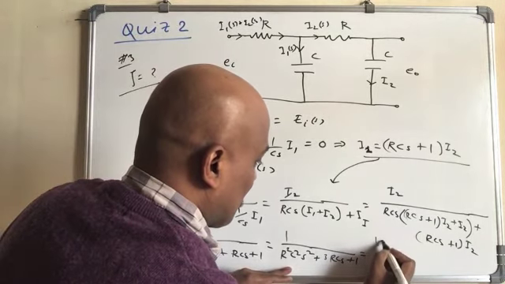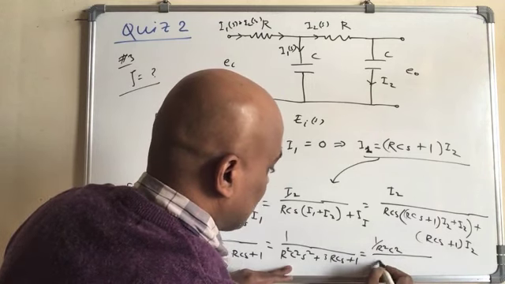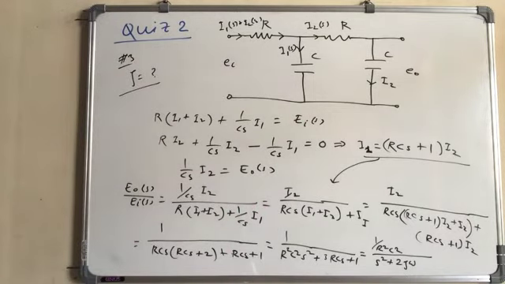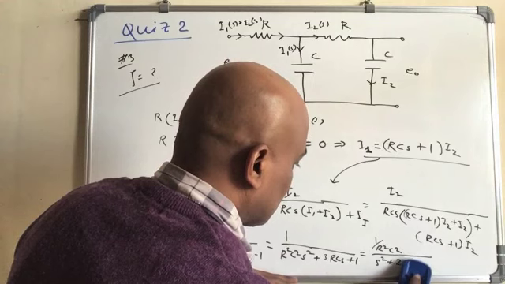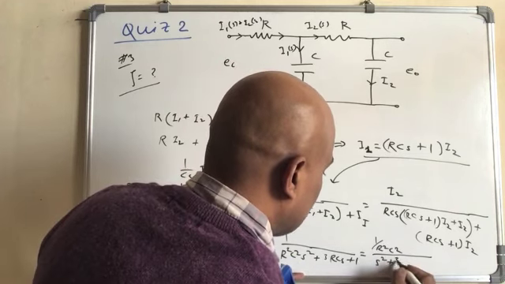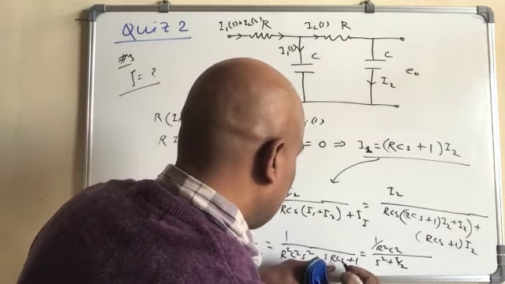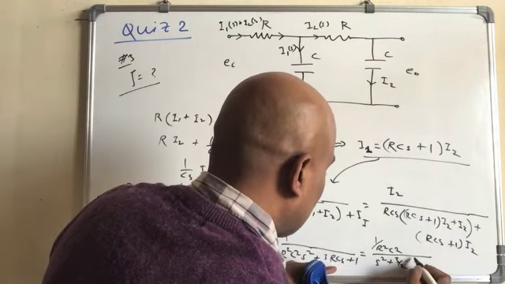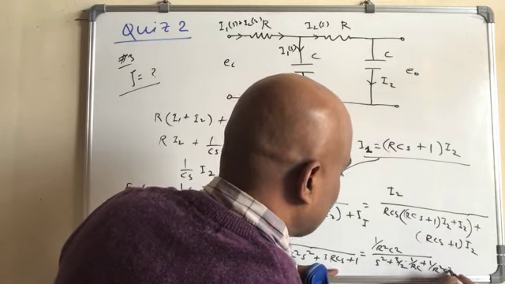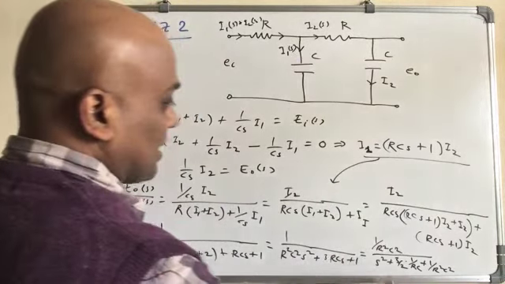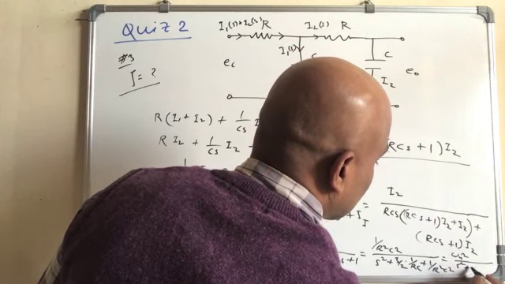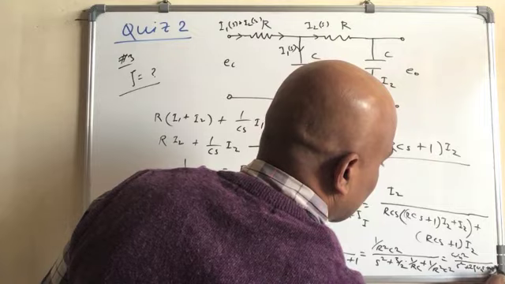So this becomes 1 over R square C square divided by S square plus 2 zeta omega n. So, s square, here we get 3 over 2, and then we get 1 over RC, right? Okay, and plus 1 over R square C square. So what we see here will be of the form of omega n square divided by s square plus 2 zeta omega n s plus omega n square, right?